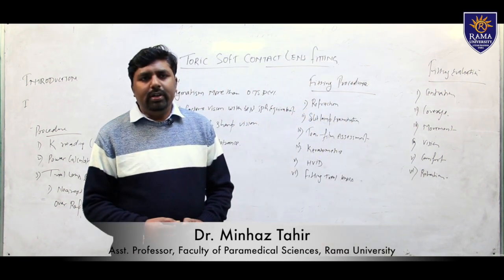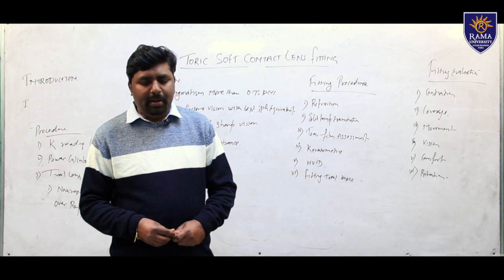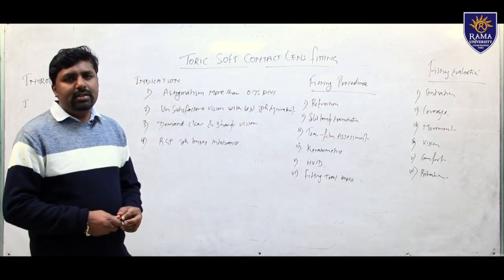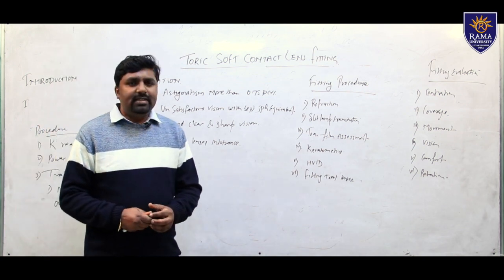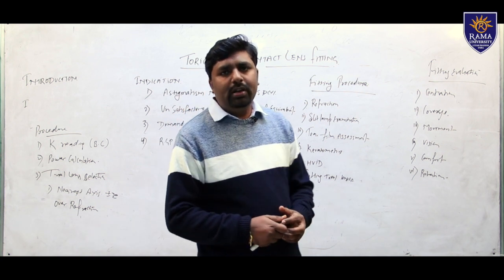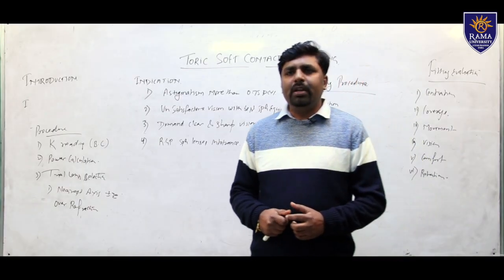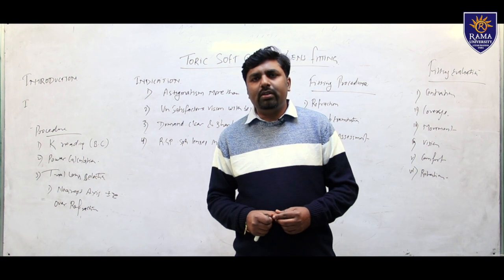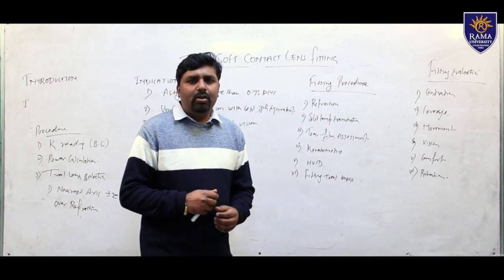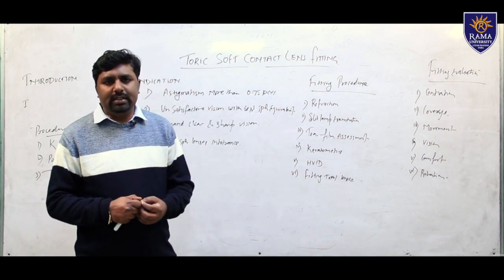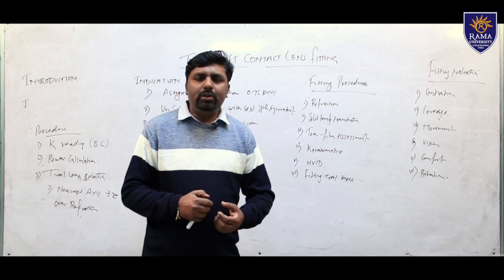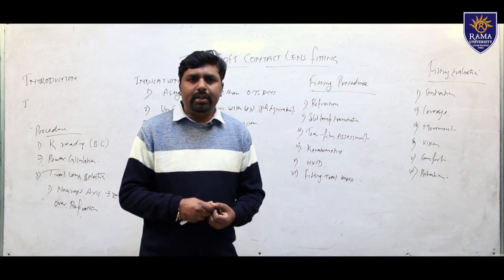Today I am recording this lecture on the topic of fitting of toric soft contact lenses. Why is this required? As we know, refractive error causes astigmatism. To correct astigmatism, we require a different kind of lens, called toric lenses. Toric soft contact lenses are a different kind of lens which have both spherical and cylindrical power.